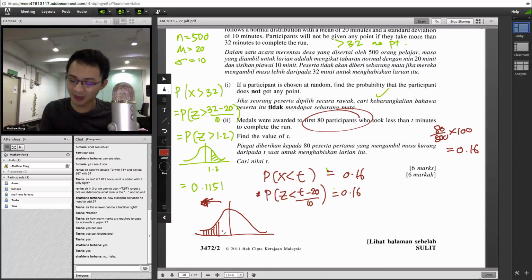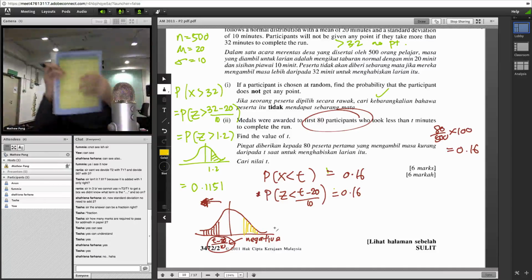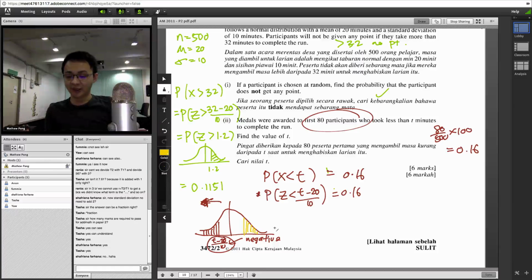Something I have to pay attention to is that the value over here needs to be negative, because it's in the negative zone. So that means my (T minus 20) over 10 actually is negative. But in order to find it from the table, I will use the positive zone first. Of course, both sides are symmetric. So if I find it from this table, I will get the positive value only, but later you have to know it is negative. So I will find 0.16.